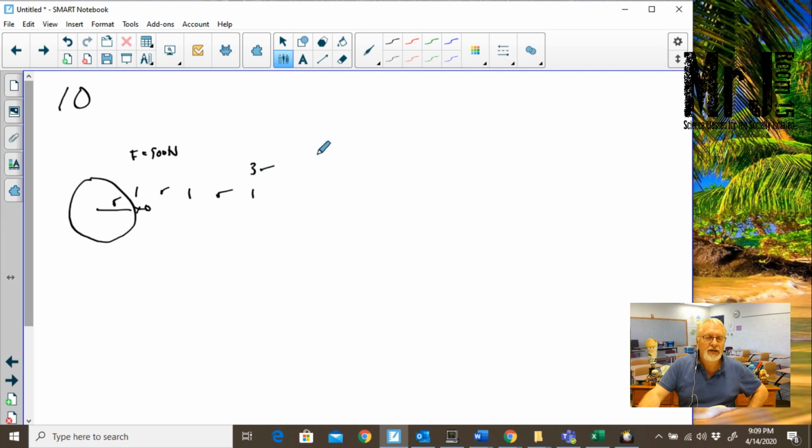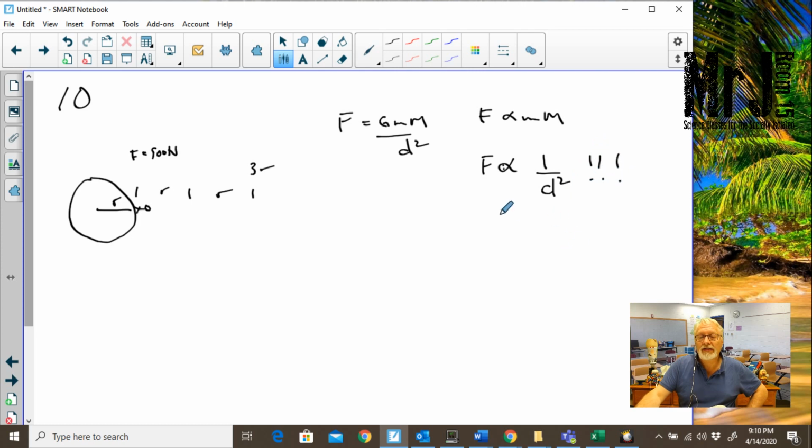So we're at 3R. Remember we said F is equal to G M M over D squared. If we look just at the masses, force is proportional to the product of the masses. Or we can say force is proportional to 1 over D squared, the inverse square. This is the one we want to look at. I sometimes talk about the force old, which is proportional to 1 over D squared.